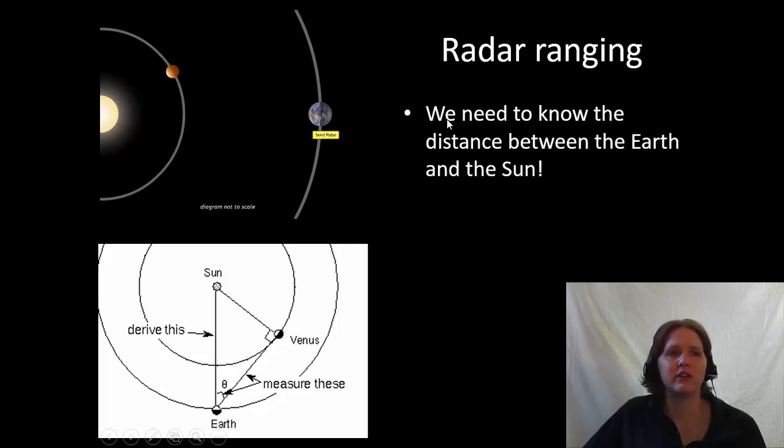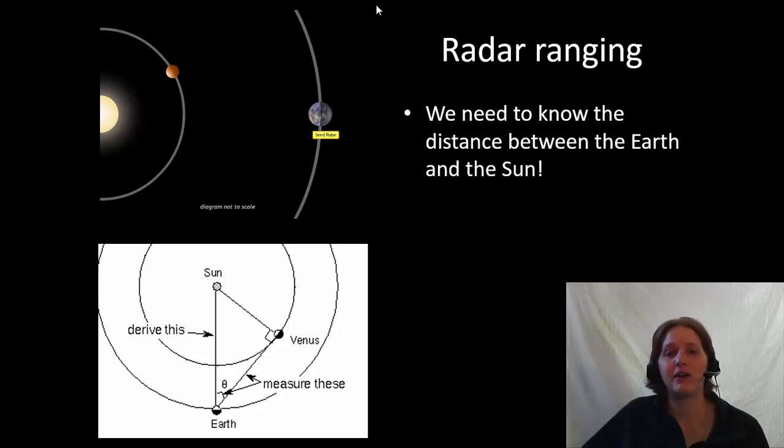So we can do that to the moon. The astronauts left retroreflective mirrors on the moon, so it's easy to do to the moon. We can do it to the planets. You can't radar range the sun. It's plasma. The signal will be drowned out by the brightness of the sun. But what we really need to know is the distance between the Earth and the sun.